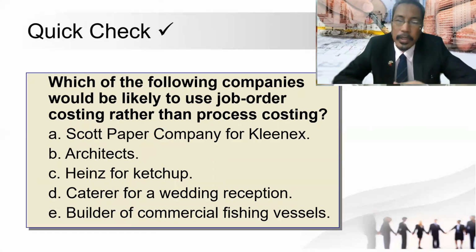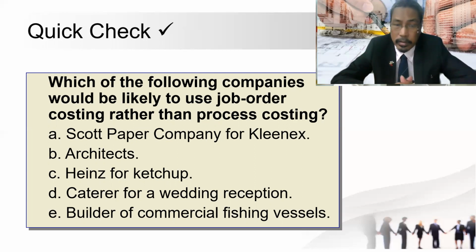Let us review what we learned so far. We have a question. Which of the following companies would be likely to use job order costing rather than process costing? A. Scotch Paper Company for Kleenex. B. Architects. C. Heinz for ketchup. Heinz is an international brand for ketchup. D. Caterer for a wedding reception. E. Builder of commercial fishing vessels.